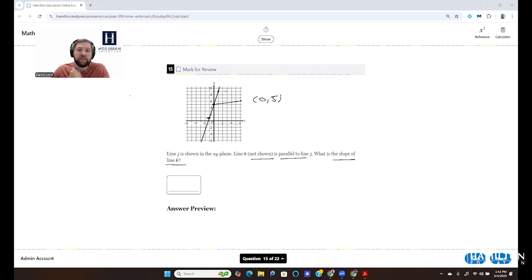And I also see that they labeled a point right here, so I'm going to use that one. So we have (1, 9). And pretty quickly, I can see that the slope is going to be the change of the y variable, so 9 minus 5, which is 4, over 1 minus 0. So 4 over 1 is the slope. And because they're parallel, they must have the same slope. So the slope of j is 4, then the slope of k must also be 4.